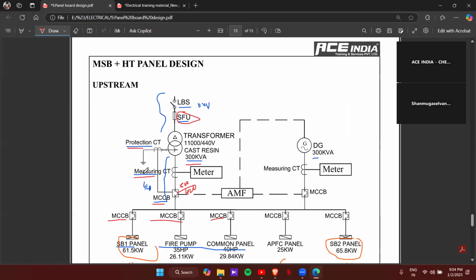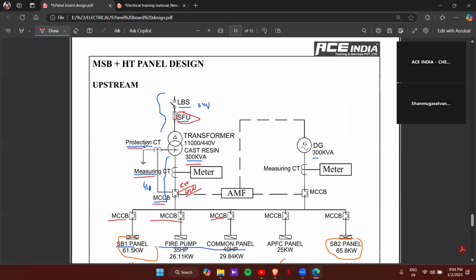Measuring CT is only used for measuring. You can see that a meter will be connected to it. If you want to measure current, an ammeter will be connected. If you want to measure voltage, a voltmeter will be connected. Okay. And here the 420 is the set value.